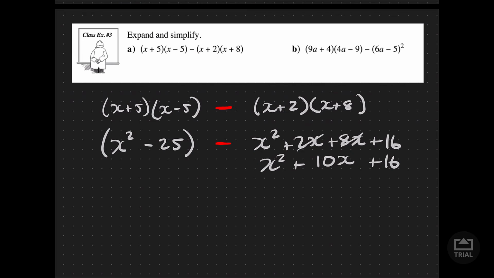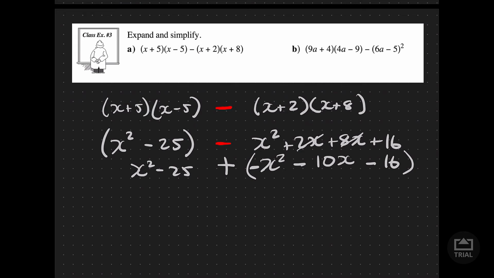And because we're going to be subtracting that, remember, I'm going to change that to a negative, and then everything inside the brackets is going to change. That becomes a negative. This positive right here is going to become a negative, and this positive right here is going to become a negative. So I have x squared minus 25 minus all of this that's in there, and I now just need to combine all my like terms.